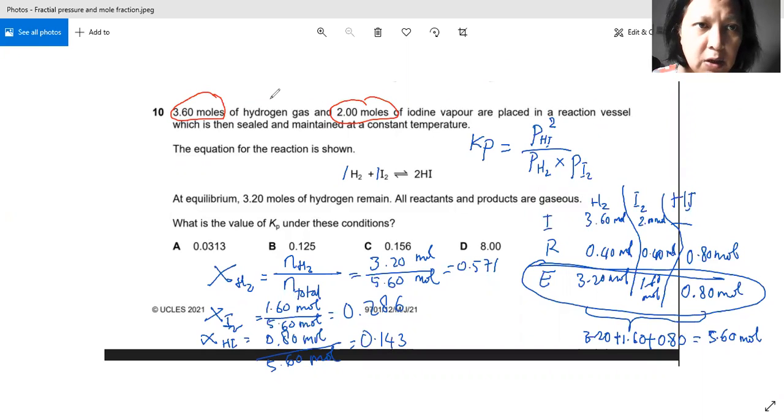And then we know that the mole fraction, which is the moles of the item divided by the total moles, is also the same as the partial pressure divided by the total pressure. So in this case, because we are trying to find the partial pressure, what is the Kp under this condition? We just leave the total pressure as P, because we don't have P here. But I think it will disappear later.